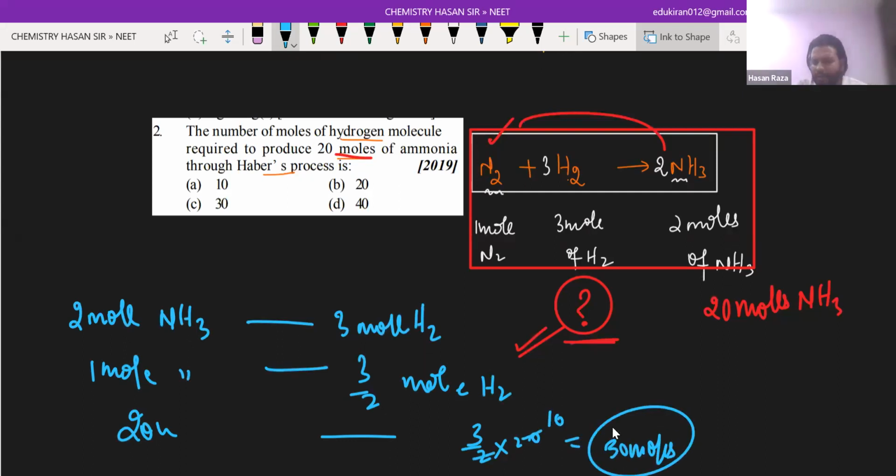So stoichiometry is not tough unless you are unable to write the reaction. And you will be able to write every reaction with the completion of the chapters. Are you getting my point?